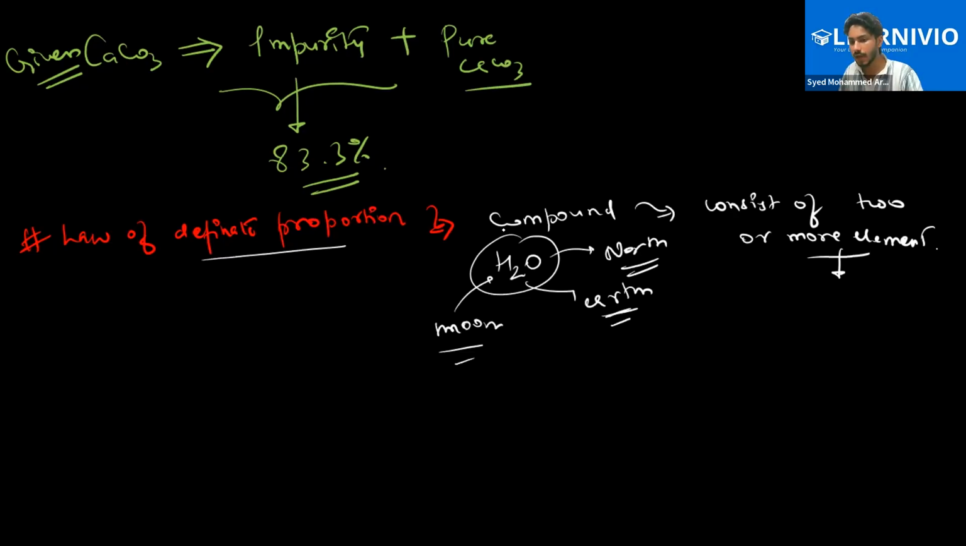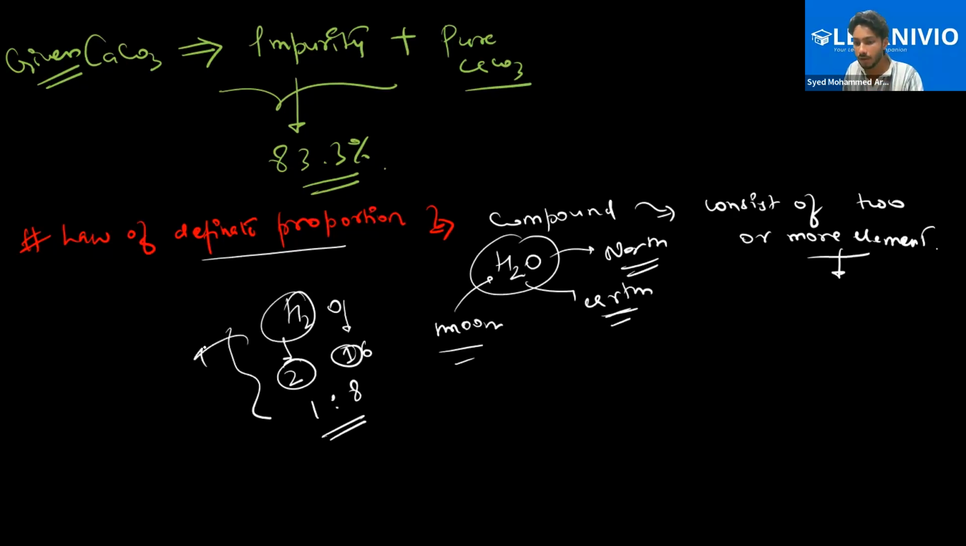The definite proportion says that the formula, from wherever you collect the sample of a compound which consists of two or more elements, will remain the same, like H2O. Here, two atoms of hydrogen and one atom of oxygen should be there. The mass of hydrogen is 1, so it adds up to 1 plus 1 is 2, because two atoms of hydrogen are there, and the mass of oxygen is 16. So the ratio is 1 is to 8. If you see the sample from the moon and the sample from the earth, the ratio would be 1 is to 8. This is the law of definite proportion.